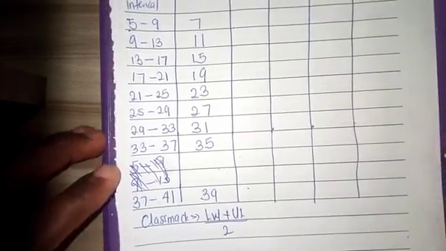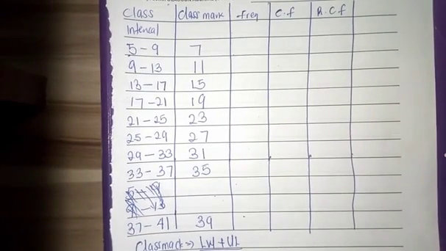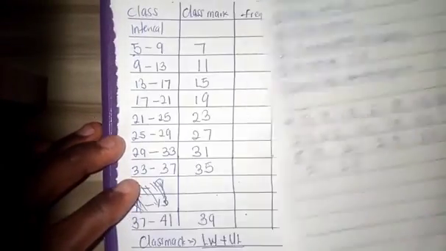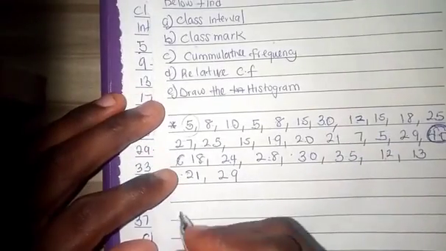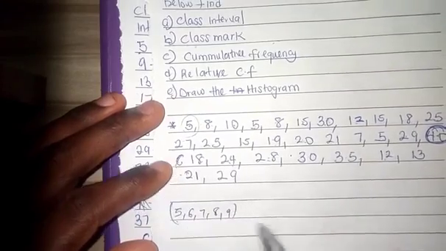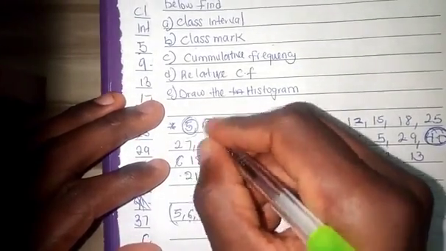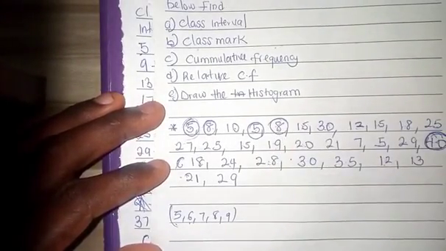Now, for you to get your frequency, it is very easy to get. If you want to get your frequency, you'll be needing all your data. First one is 5 to 9. What are the numbers that fall from 5 to 9? That's 5, 6, 7, 8, 9. Now, let's count them. This is 1, 2, 3, 4.